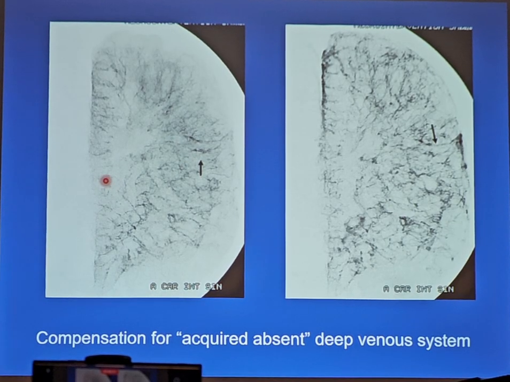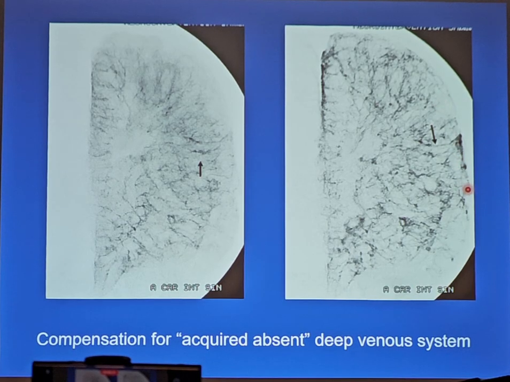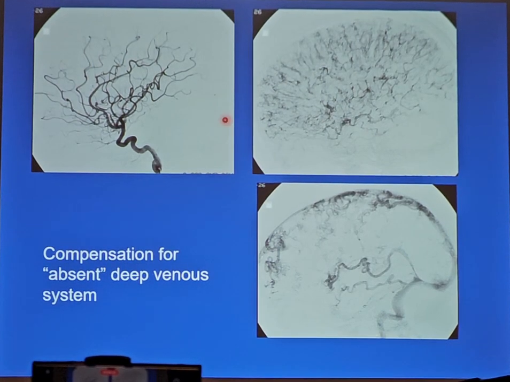In this case, we see there is an absence, and now the blood drains out through these transcerebral veins and draining towards the superficial cortical venous system. So this transcerebral venous system is very helpful in multiple ways. It can be enlarged in DVAs, or it can be enlarged in certain diseases such as venous thrombosis.